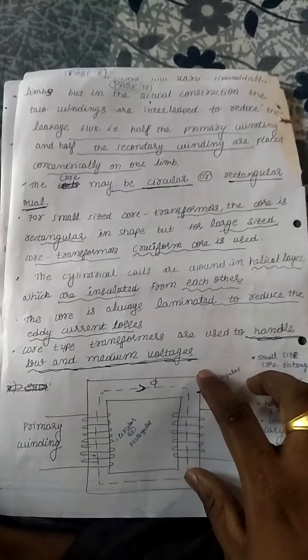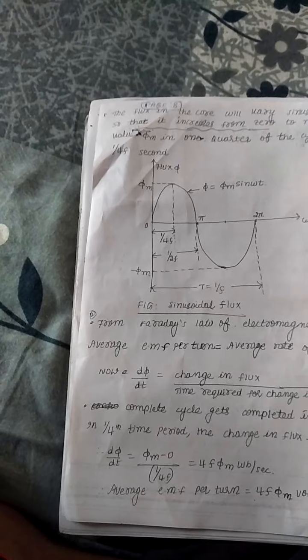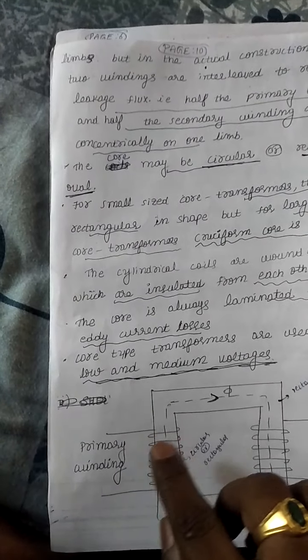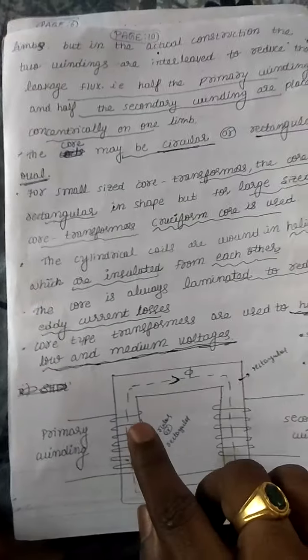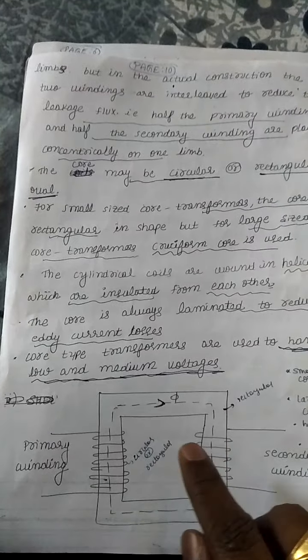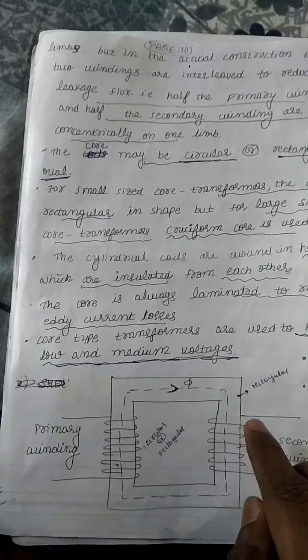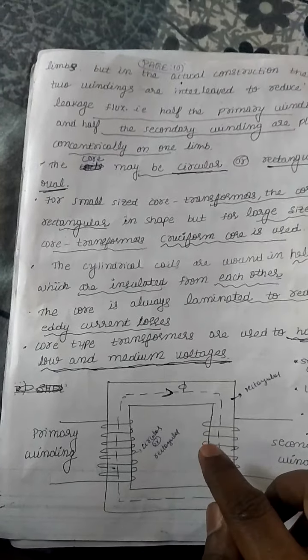These are some of the concepts which come under the core type transformer. Here you might observe this is the primary turns. When current passes through the primary turns, flux will be produced. That flux will move in the steel lamination. The EMF induced in this primary turns is called self-induced EMF. The EMF induced in this secondary turn due to this flux is called mutual induced EMF.